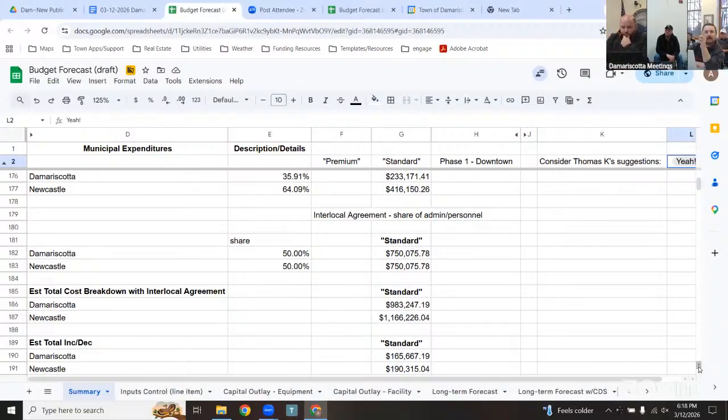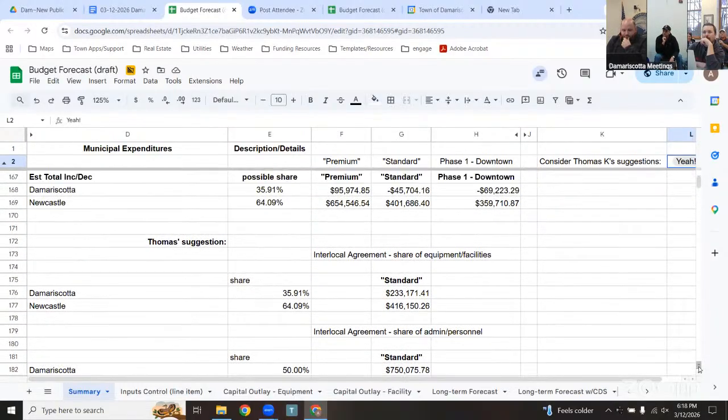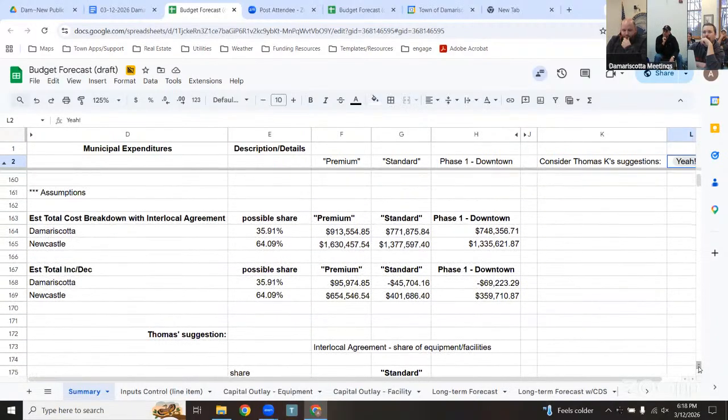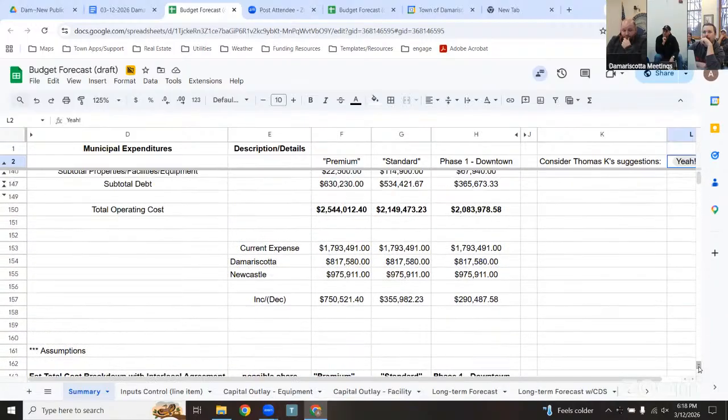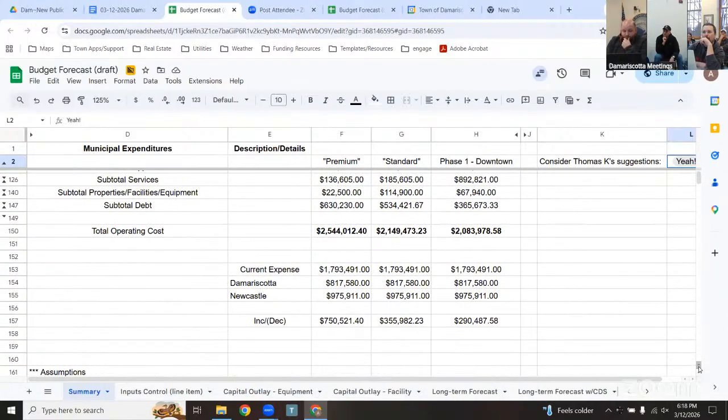So I think what Thomas had suggested, if you scroll up, Andy, a little further, a little further, it's way up here. Right there is the split, the current split is $817,000. That is what Damer Scott spends on its public works and contracts. Newcastle spends $975,000. That's over a 3-year period? No, that's every year. That's our current. So the total current for the two towns is $1.8 million.